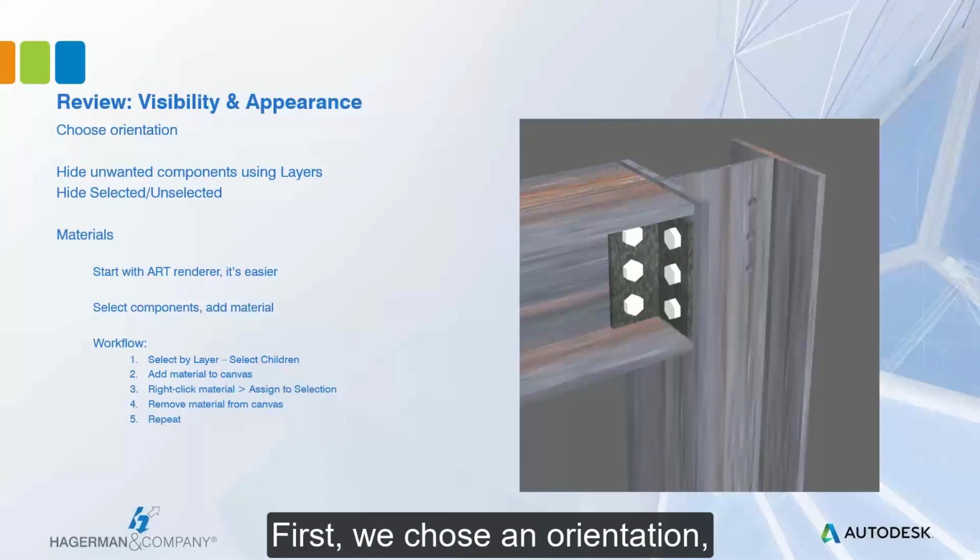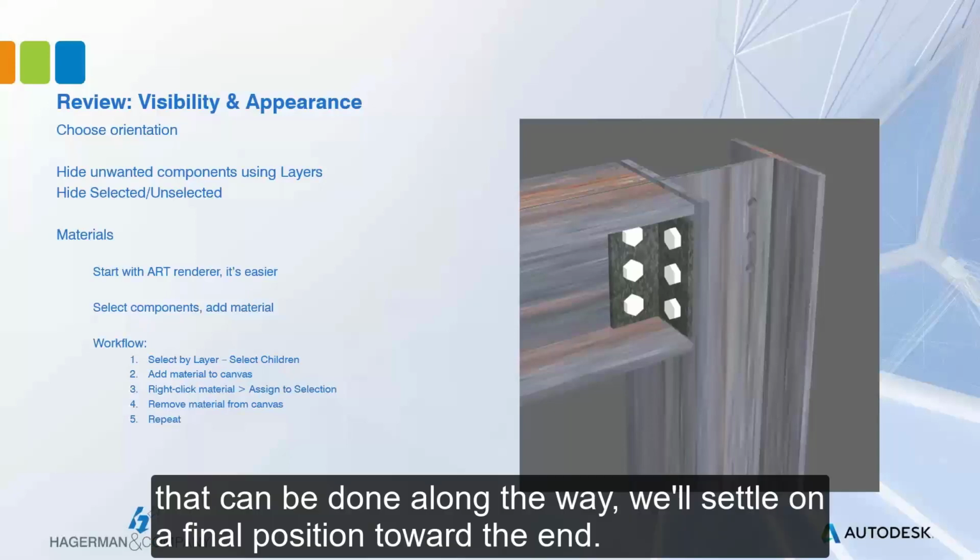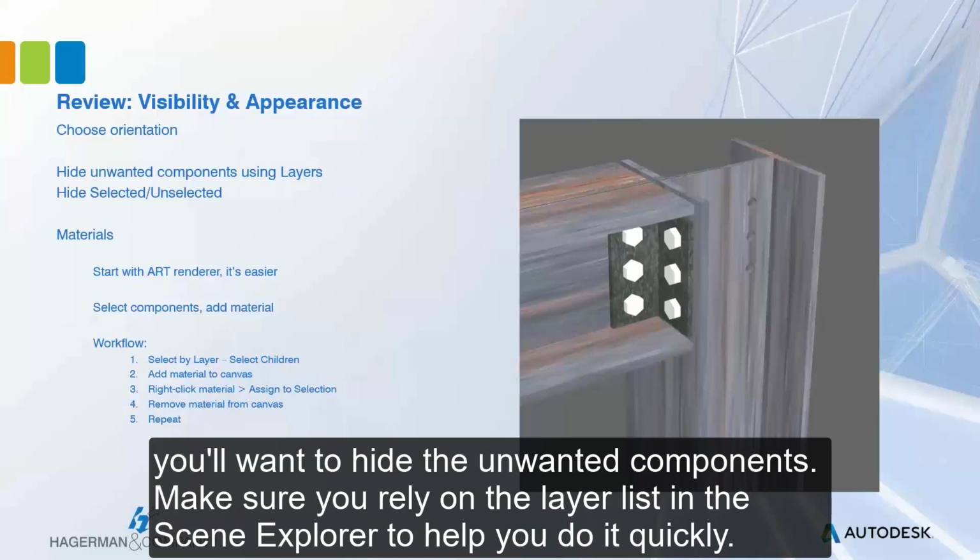All right, so first, just choose your orientation. That can be done along the way. We'll settle on a final position toward the end. You're going to want to hide the unwanted components. Just make sure you rely on the layer list in the Scene Explorer to help you do it quickly.